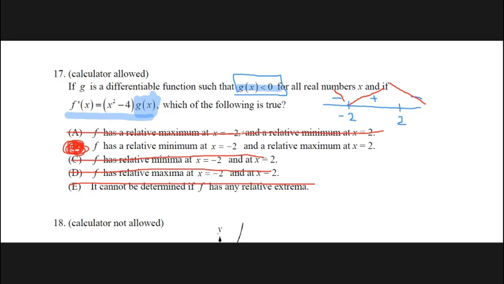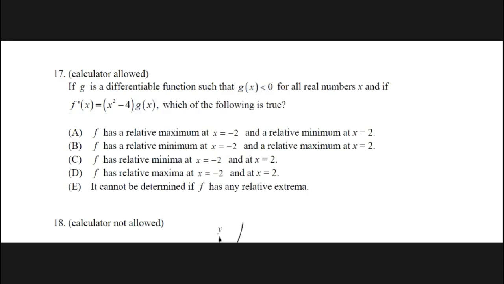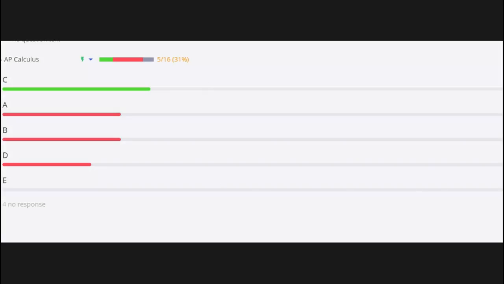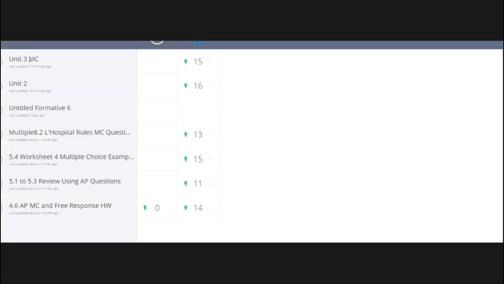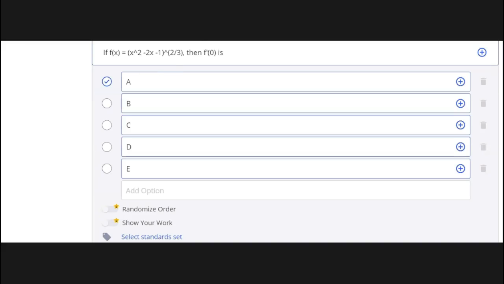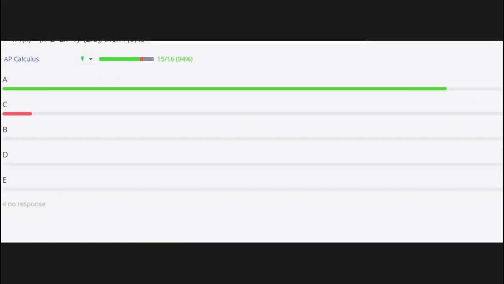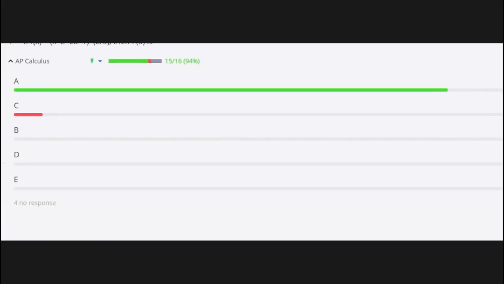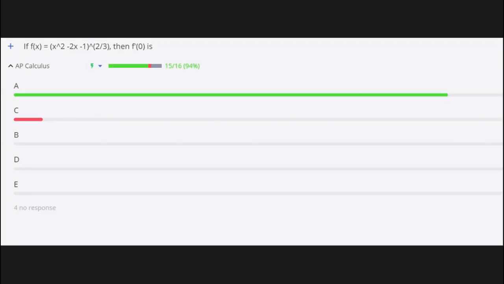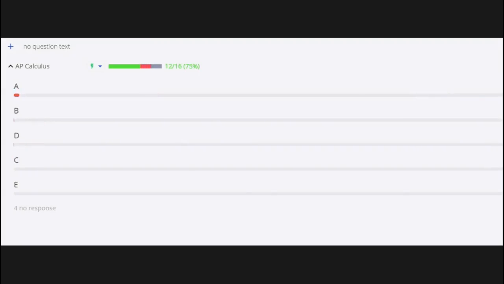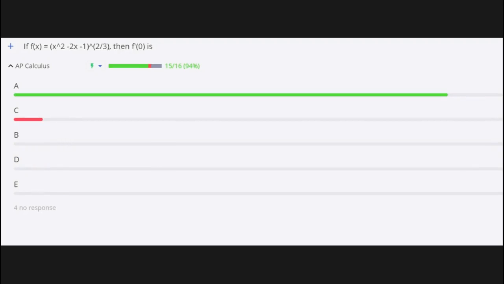Any other ones on this first packet that you would like me to go over? Okay, packet number 2. Okay, question 1. So, sorry, I was looking through to see how we did.